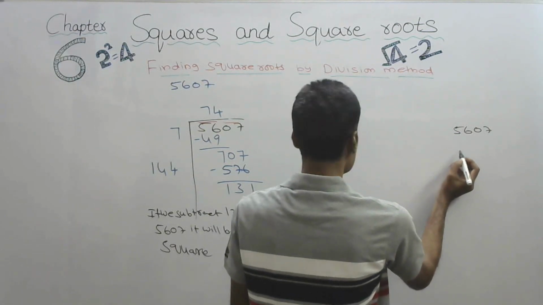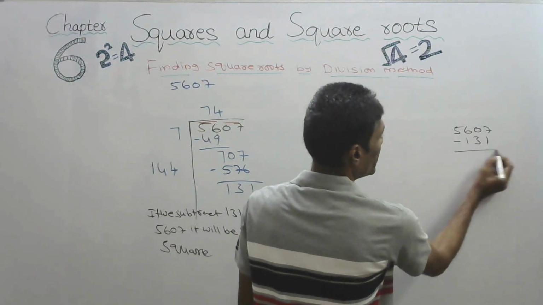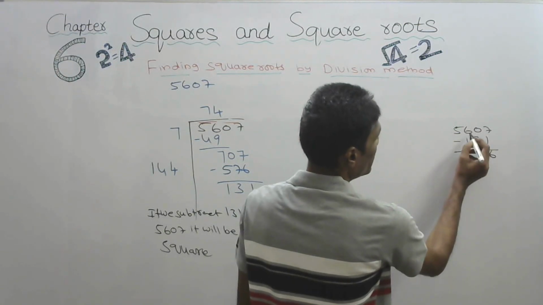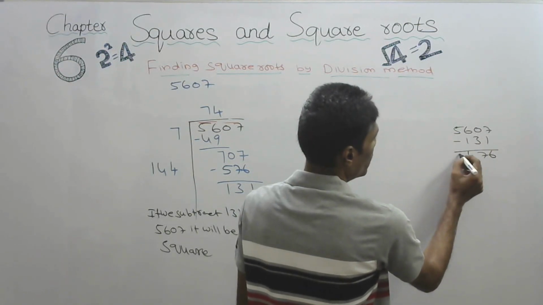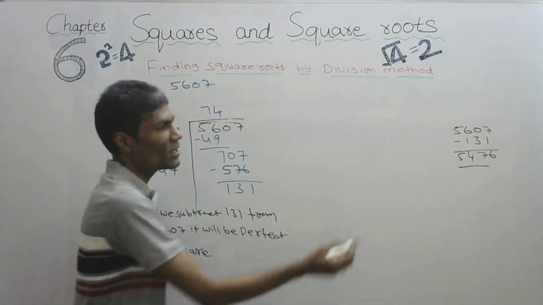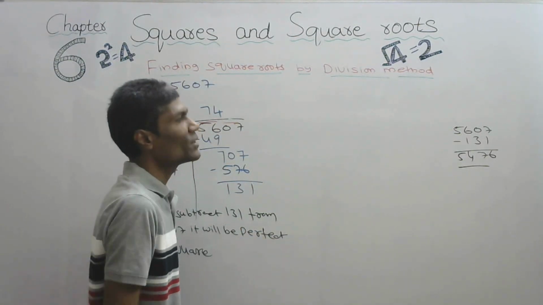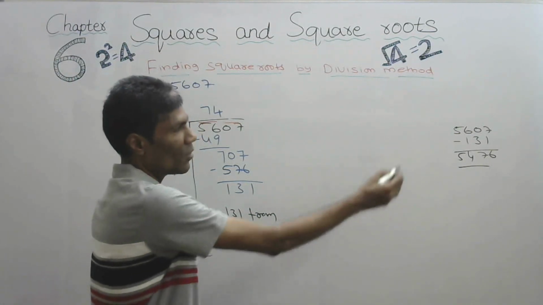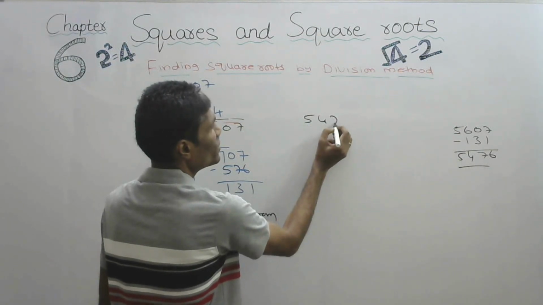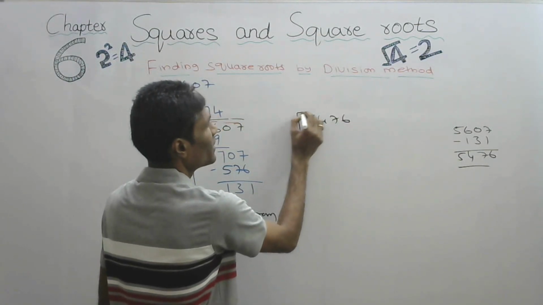5607 minus 131. Let us do 7 minus 1, 6. 10 minus 3, 7. 5 minus 1, 4. 5. 5, 4, 7, 6. If we do the subtraction, we got 5476. Now, let us check whether it is a perfect square or not. 5476. Shall we do? Yes.